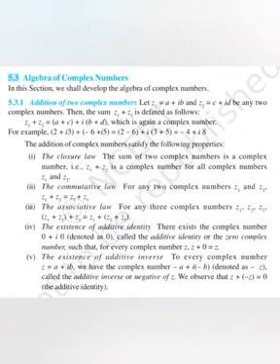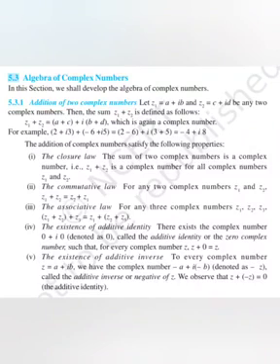Now, the commutative law. If we have two complex numbers, z1 and z2, then z1 plus z2 is equal to z2 plus z1. The associative law. If we have complex numbers z1, z2, z3, then (z1 plus z2) plus z3 is equal to z1 plus (z2 plus z3).